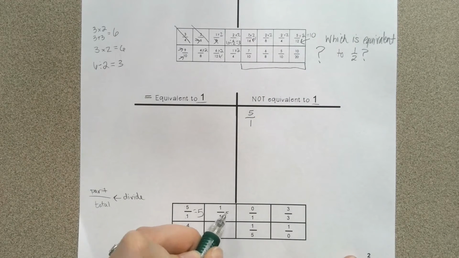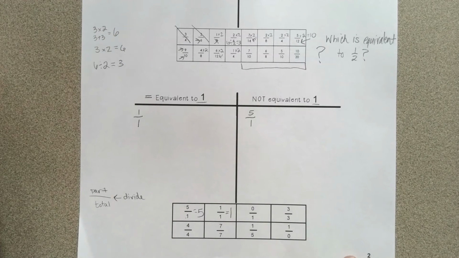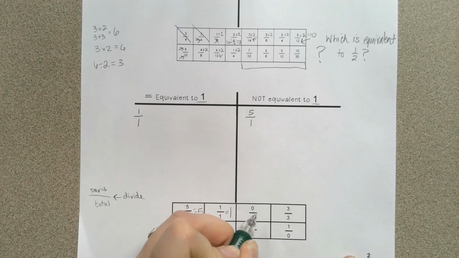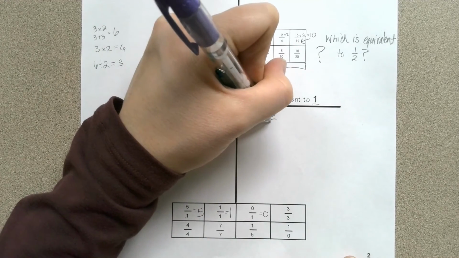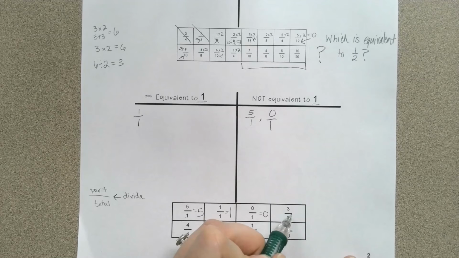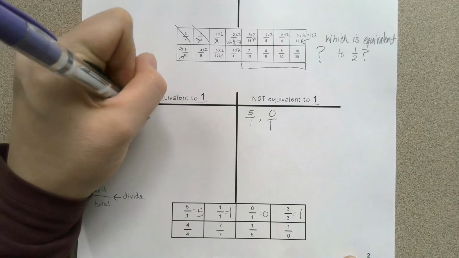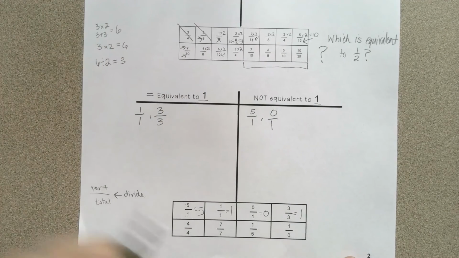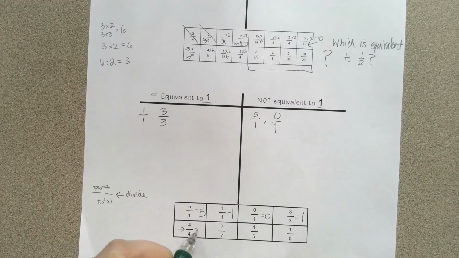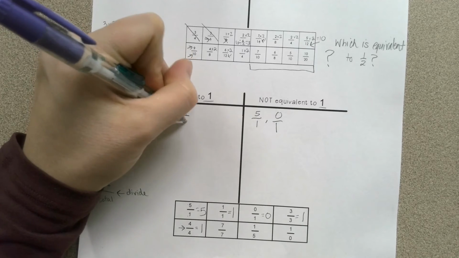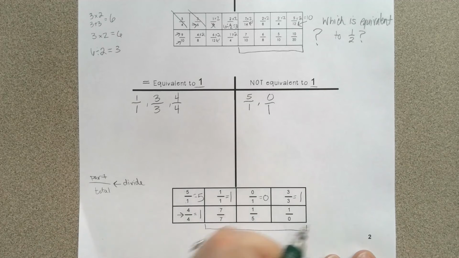1 divided by 1 is equal to 1, so 1 ones would go on the left side. 0 divided by 1, we have nothing to split up, so that's equal to 0. So that is not equivalent to 1. 3 divided by 3, notice that the same number is in the numerator and denominator, that is equivalent to 1. 4 divided by 4 also equals 1. Which of these 3 fractions is equivalent to 1?